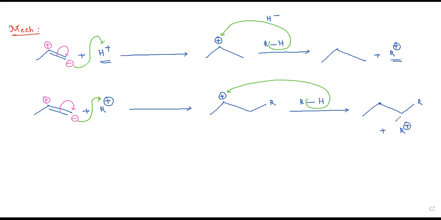This is how the reaction just goes on. So it's simple Markovnikov addition of H minus. Now it's R plus. H minus and R plus. That's it.